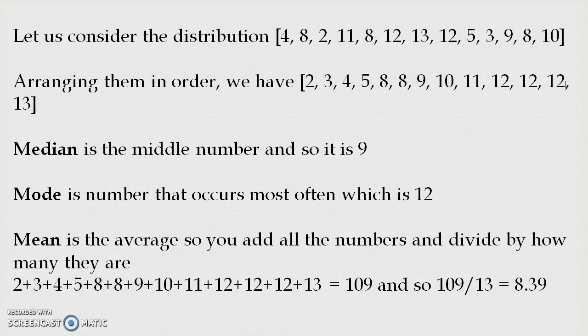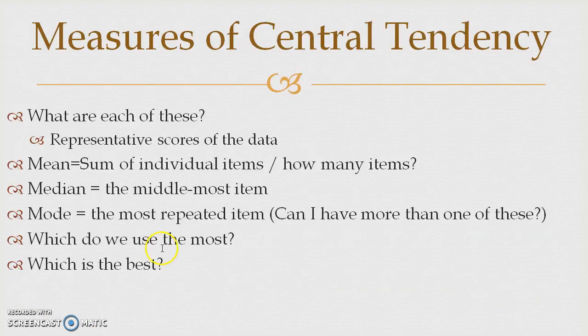But now the median is not really giving me an idea of how the average performance of the class was. When I look at the average performance, it is 8.39 because I added all the numbers and then divided by how many there were. So basically, which one do we use most often? It depends. Which one is the best? It depends on what information we need out of that data. Mode, can we have more than one?